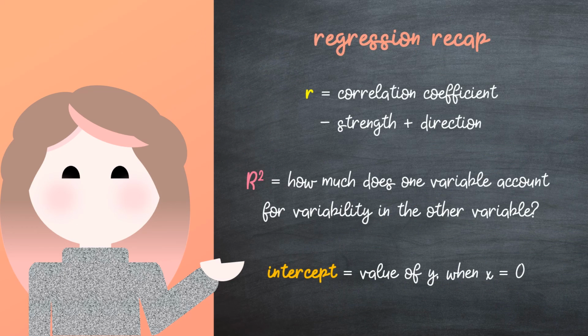Just to recap, our R tells us about the direction and magnitude of the relationship. R squared helps us examine the proportion of variability explained. And the intercept tells us the value of Y when X equals 0.